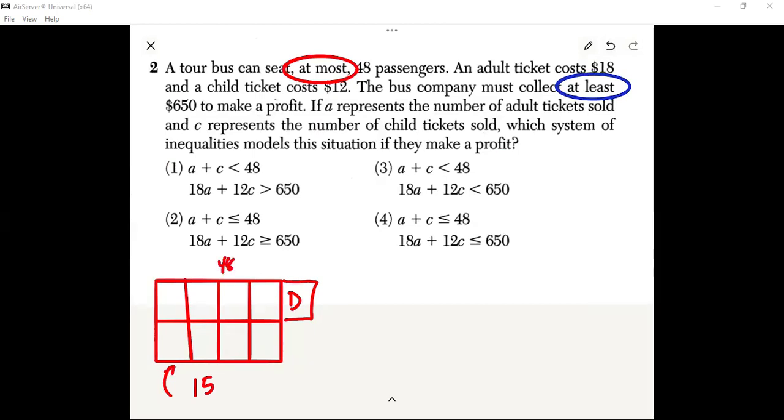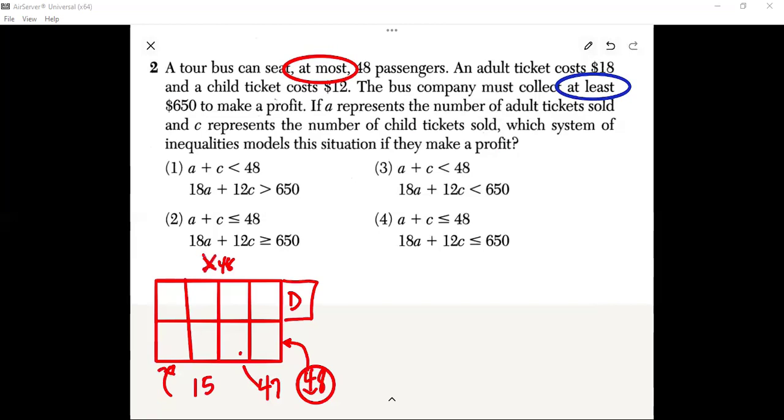because we have 48 seats. Now, if we had 47 people, we could also get them on the bus. If we had 48 people, we have just enough seats to get them on the bus. But anything greater than 48, we don't have enough room. So anything over 48 doesn't work. So that's your first thing. It cannot be greater than 48.